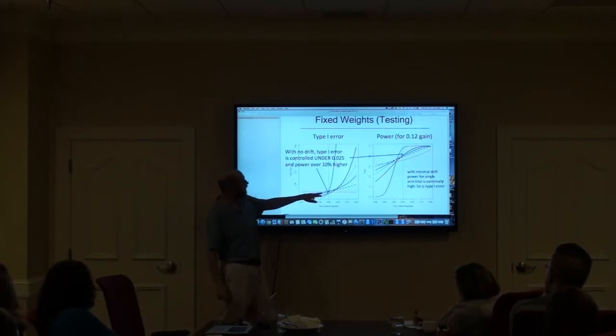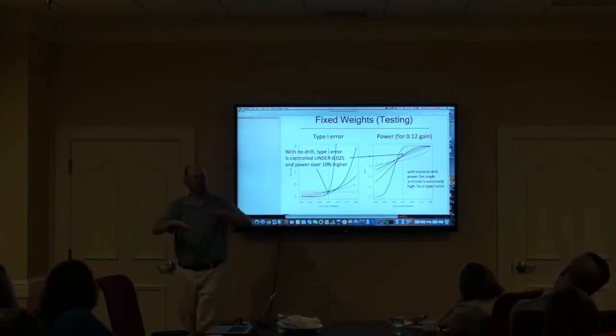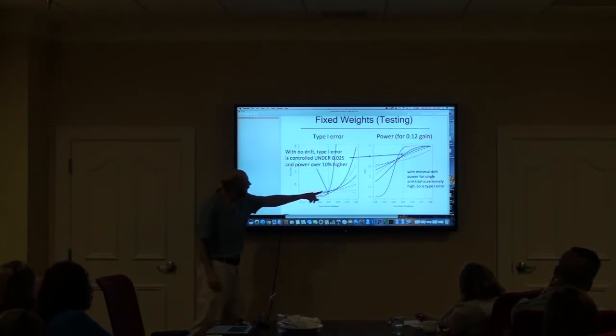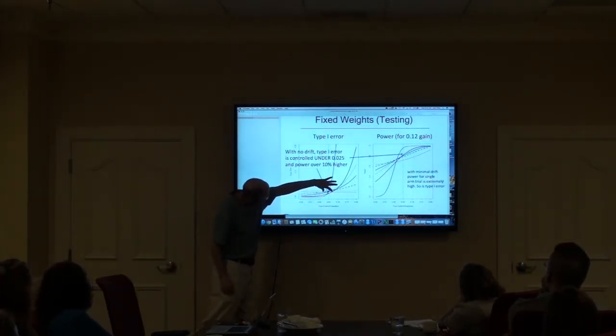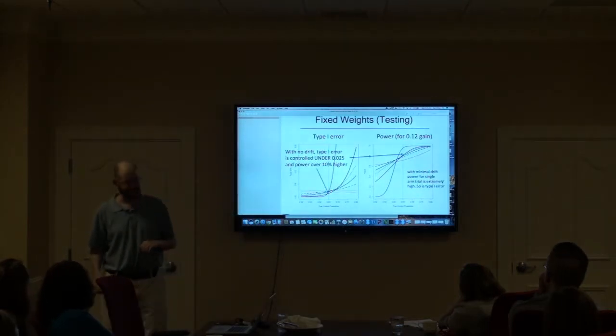So this is the type 1 error graph. You can see the orange one here, type 1 error is controlled a little bit below 2.5% across the board. If you borrow, and you're in a situation right in the middle, so you have a minimal amount of drift, the type 1 error is actually reduced.